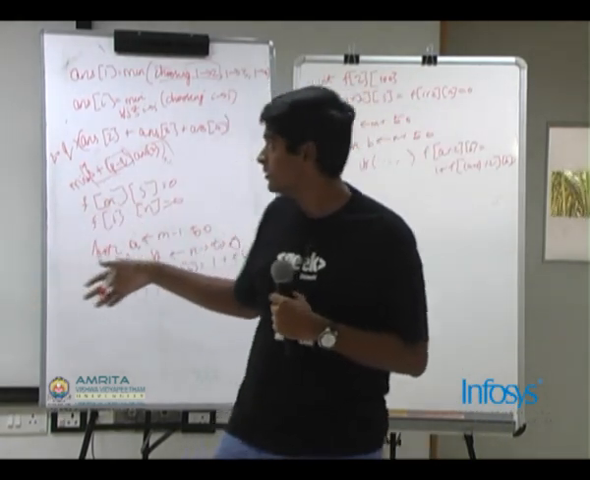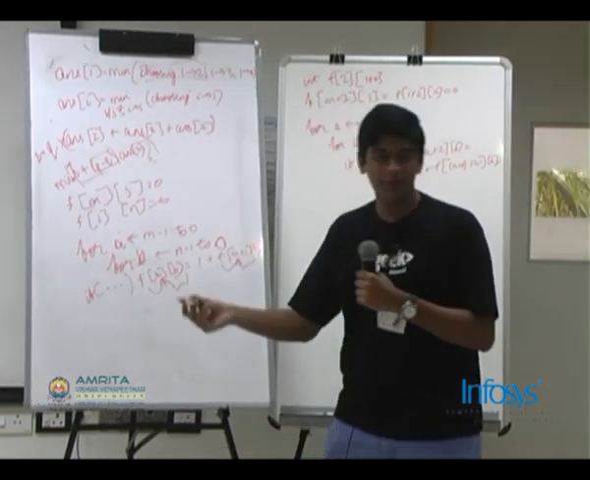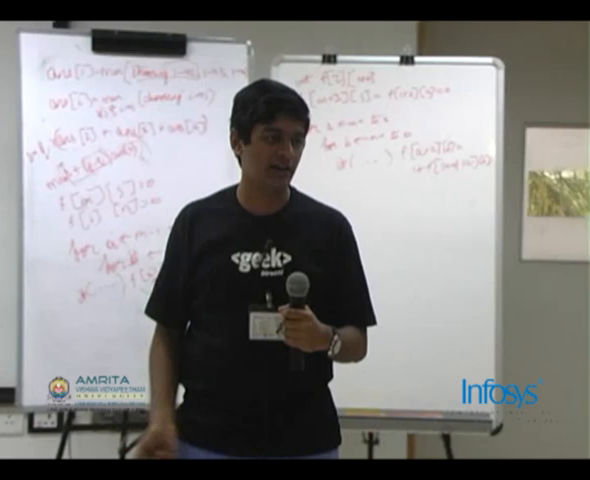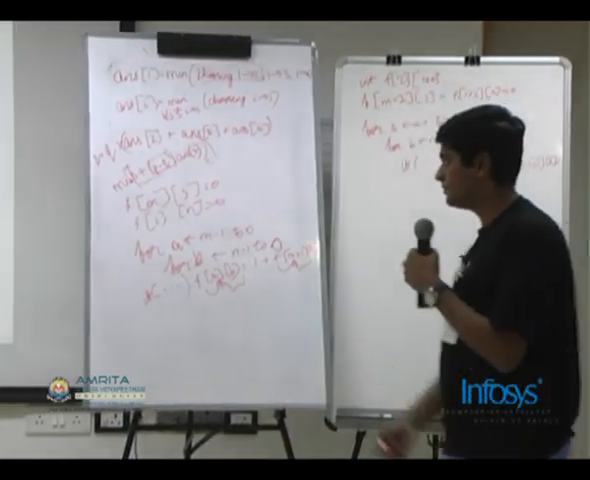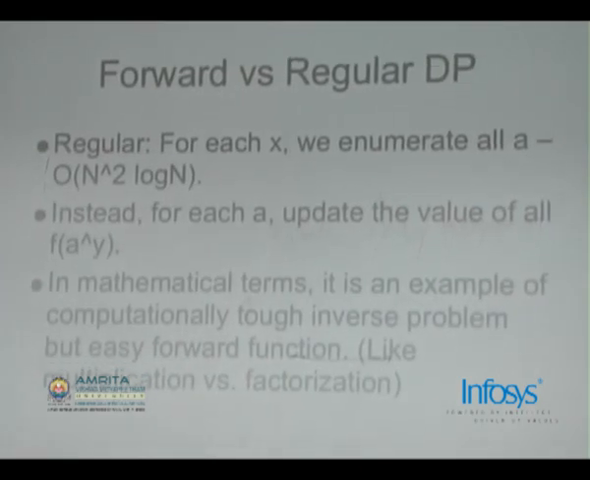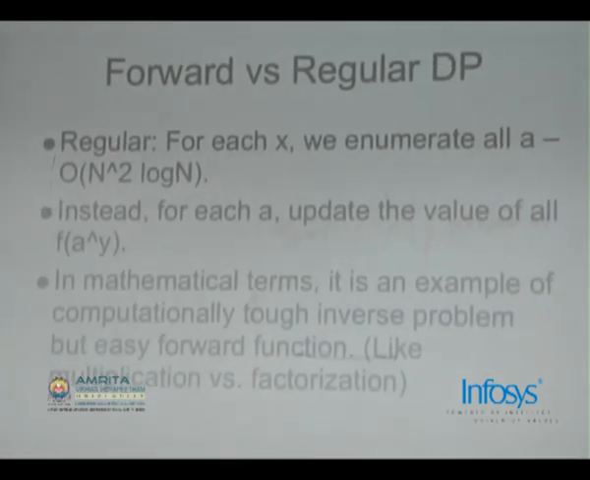So in mathematical terms, why were we suffering with the n square log n solution instead of this n log n solution? Because this is an example of a computationally tough inverse problem but an easy forward function. The forward function is just a to a square to a cube and so on, which is very easy. But the inverse function is factorization.